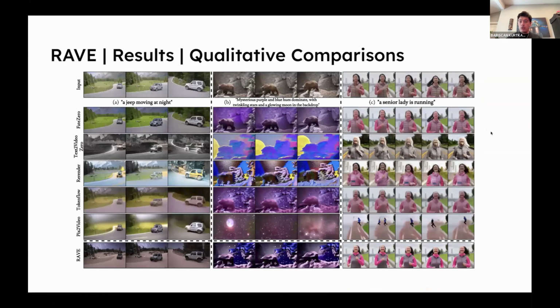So we also did qualitative comparisons with other methods. As you can see, we have 3 different videos. The first one is 8 frames, the middle one is 36 frames, and the right one is 90 frames.